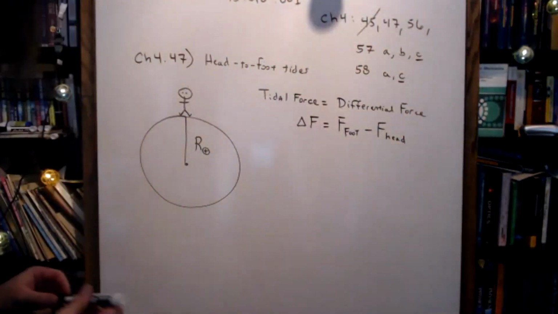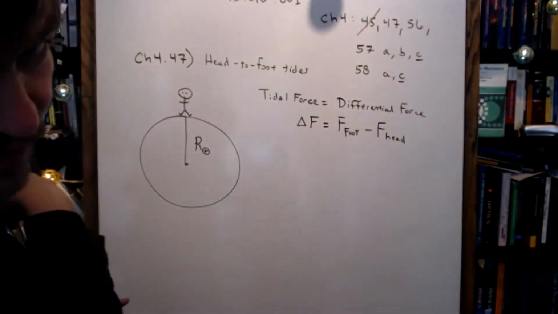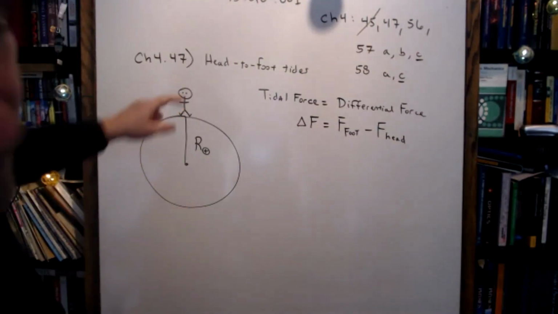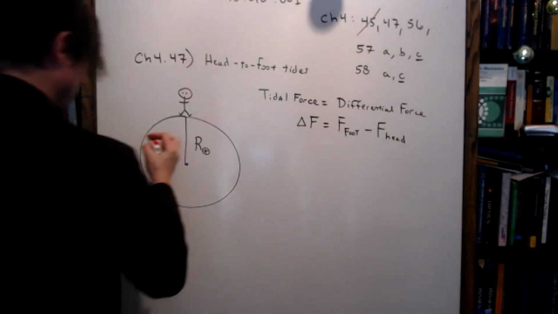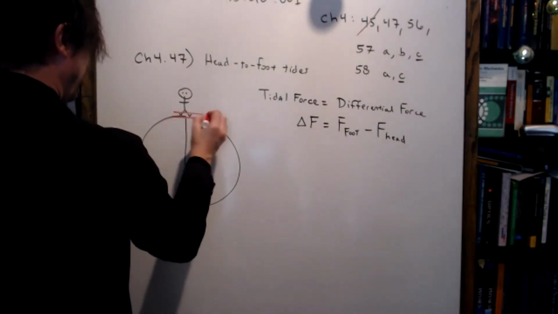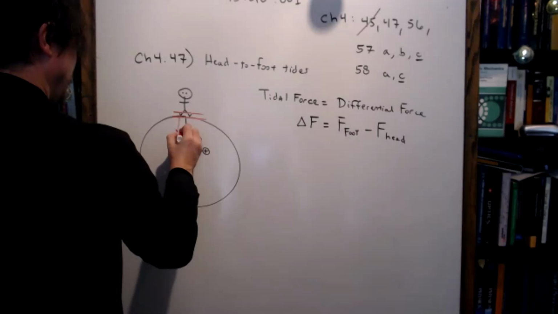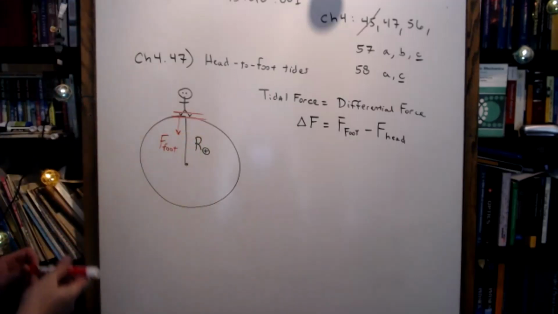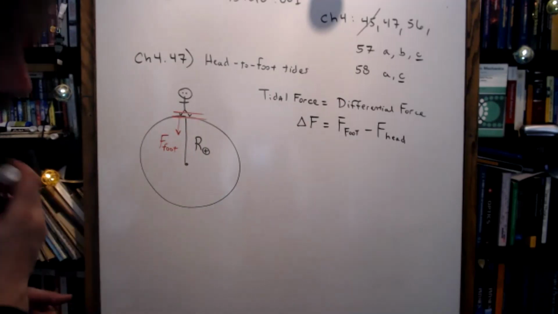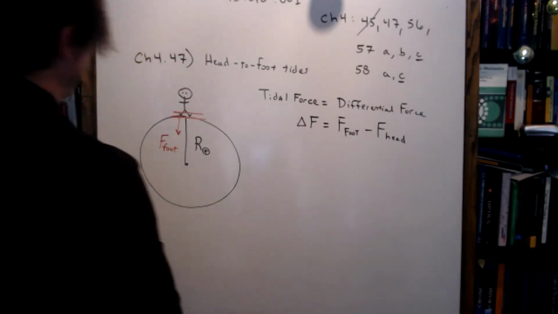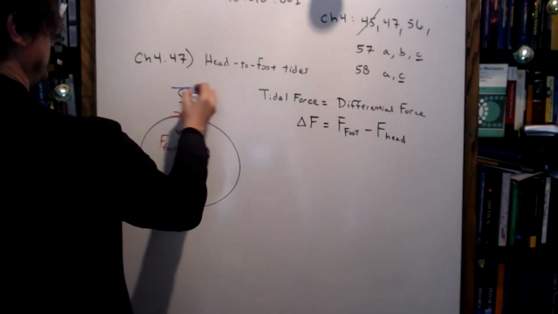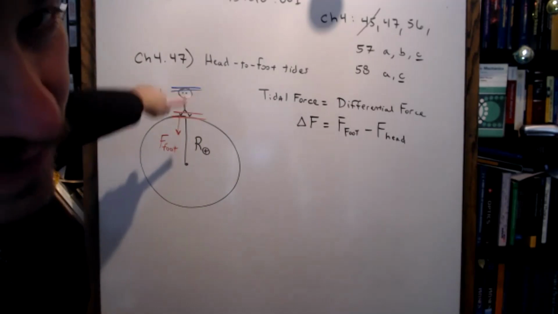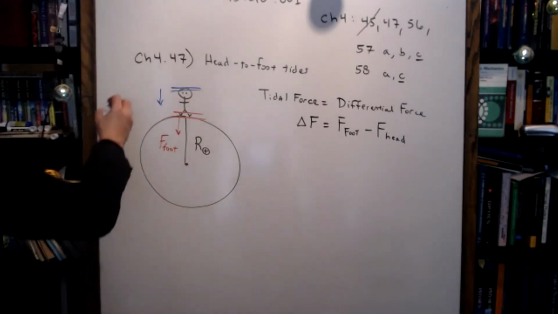In other words, can any of you understand why there should be a difference in the gravitational force on your feet versus on your head? Why should there be two forces, one on your feet and one on your head? Because we have height. Because we have distance. Your head is a little bit farther away from the Earth.